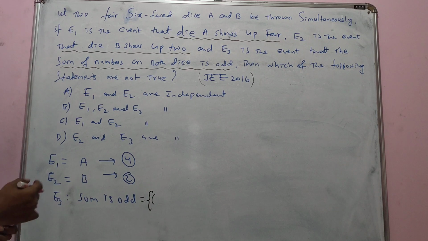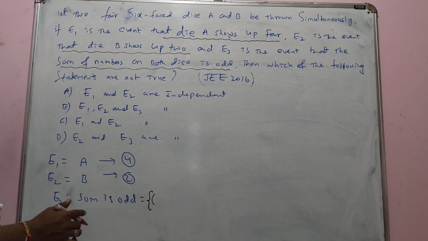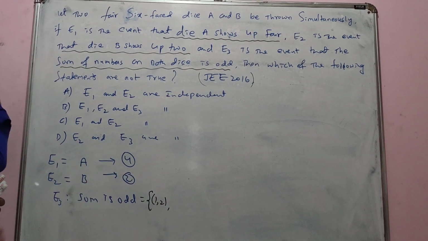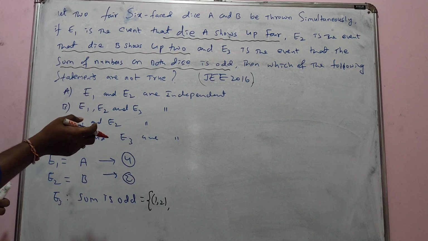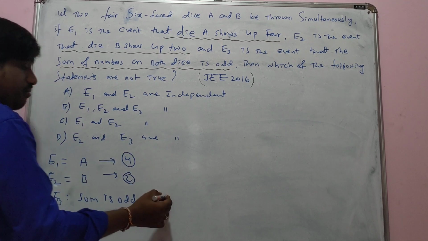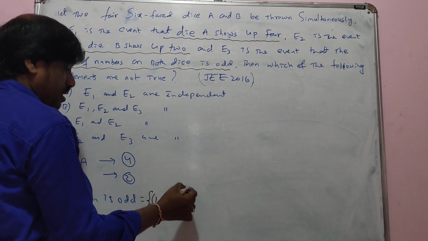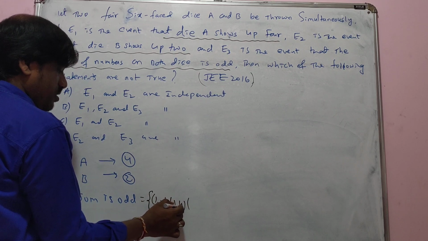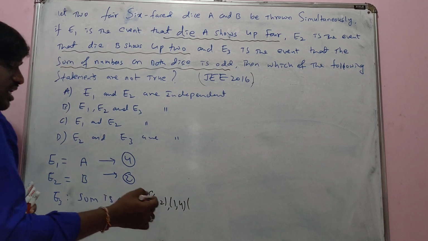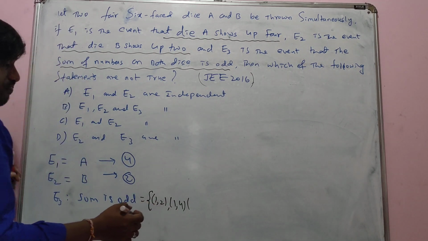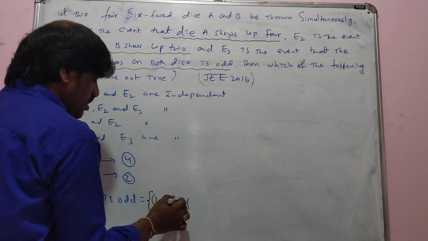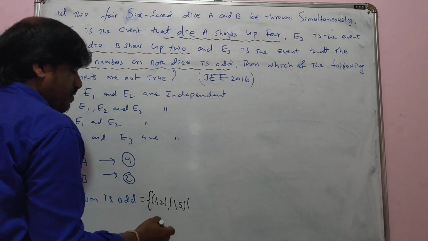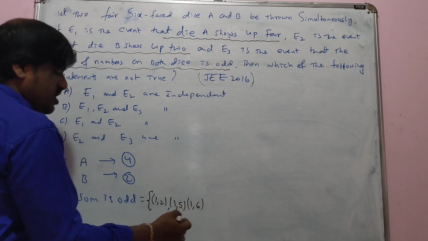That is, 1 comma 1 you can't get as odd. So 1 comma 2, like this you will have alternating. See, 1 comma 1 is even, 1 comma 2 is odd, 1 comma 3 is even, 1 comma 4 is odd, 1 comma 5 is even, and 1 comma 6 is odd. Okay, the addition is odd here.